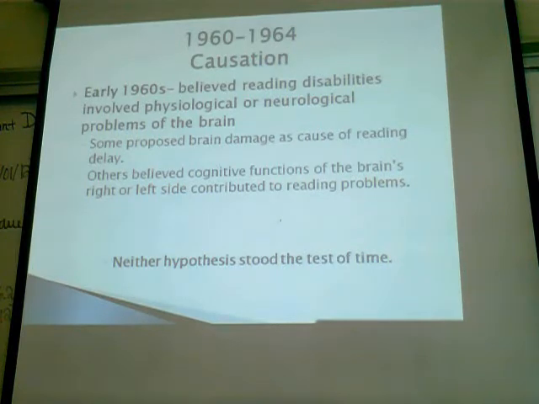From 1960 to 1964, it was believed that reading disabilities involved physiological or neurological problems of the brain. Some proposed that brain damage was a cause of reading delay. Others believed that cognitive functions of the brain's right or left side contributed to reading problems. Neither hypothesis stood the test of time.